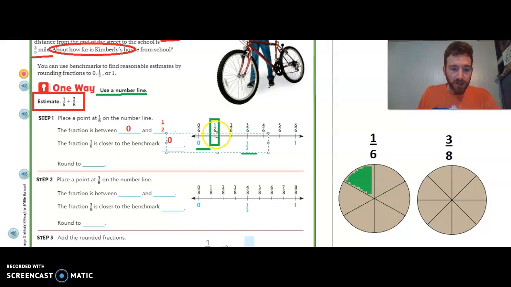We are actually closer to the benchmark 0. That doesn't mean it's nothing. We know it's a little more than nothing, but as far as rounding it to something close, we can just say that's about 0. It's really not a whole lot. So we're going to round this to 0. Okay, so we're going to call 1/6 about 0.